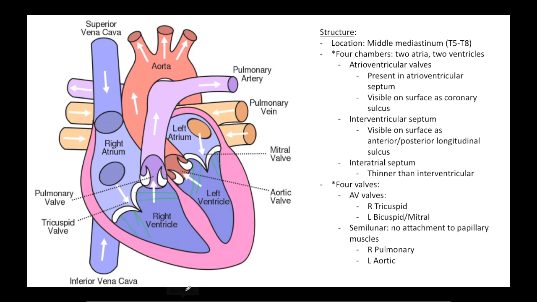And our other 2 valves are our semilunar valves. On the right side, we have the pulmonary valve. On the left side, we have the aortic valve. And in addition to their different shape, what's unique about these guys is that they don't have attachment to papillary muscles that we saw here. So that's a little something special to know.